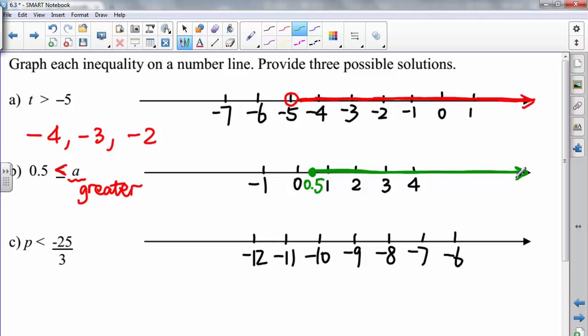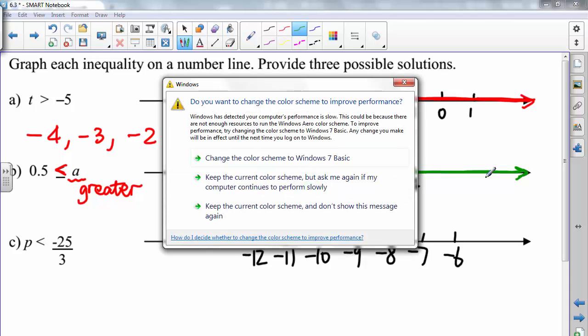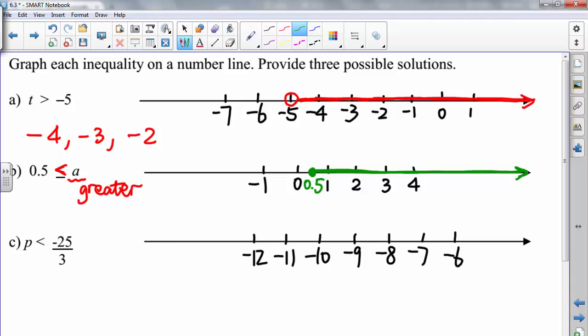In the green region, you can find 3 possible solutions very easily. For example, you can write down 1, 2, 3.